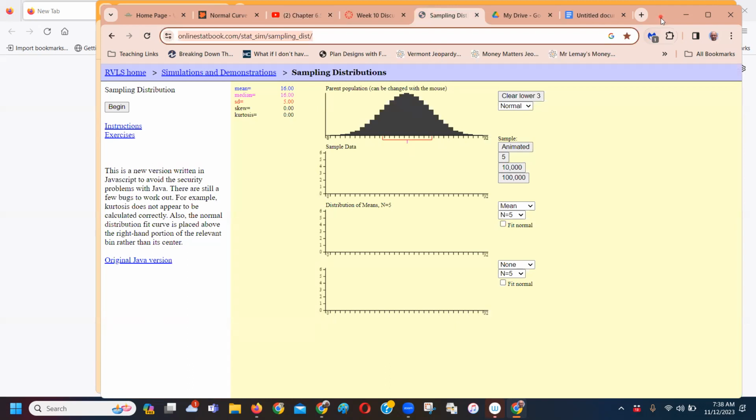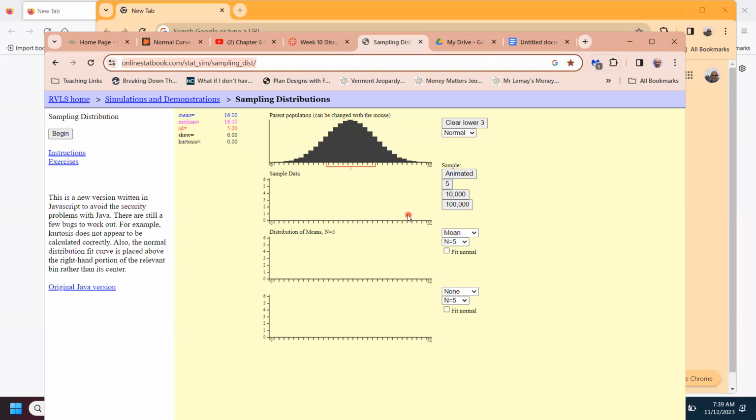You don't need this calculator. This is just a simulation, and here's some population. This happens to be a normal population, but it could be skewed. Now I'll do a skewed one just to see how it happens. So we've got some population with a mean of 16. Here, let's click begin.